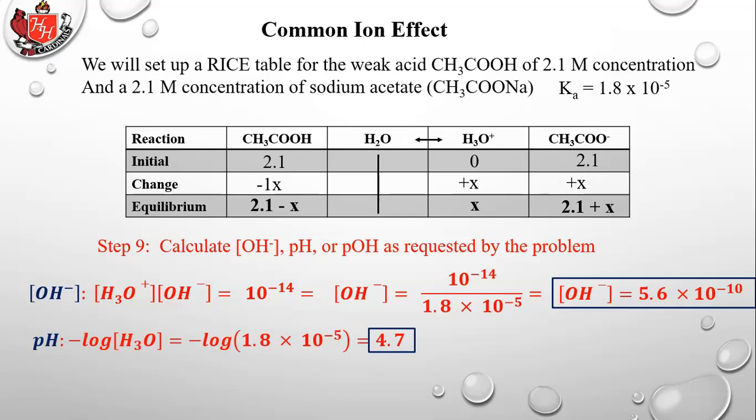Okay, now's really the punchline of this whole exercise. Let's figure out the pH. It's the negative log of the hydronium ion concentration, 1.8 times 10 to the negative fifth, and that gives you a number of 4.7 for the pH. So in the common ion effect problem that we just did, the pH is 4.7. And then of course pOH, if you want to calculate that, pOH plus pH equals 14. So that means 14 minus the 4.7 pH equals the pOH, which is 9.3.